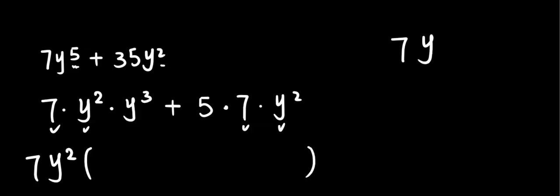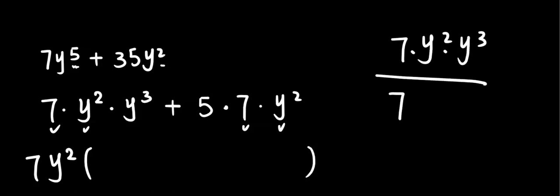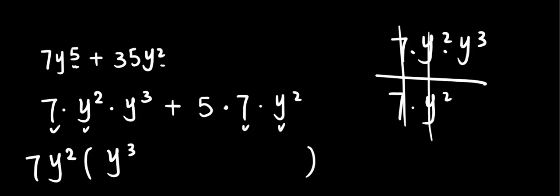You can think about division. You divide by 7, you divide by y to the 2nd power. Division. This becomes 1. Okay? All right. So you have y to the 3rd power left.